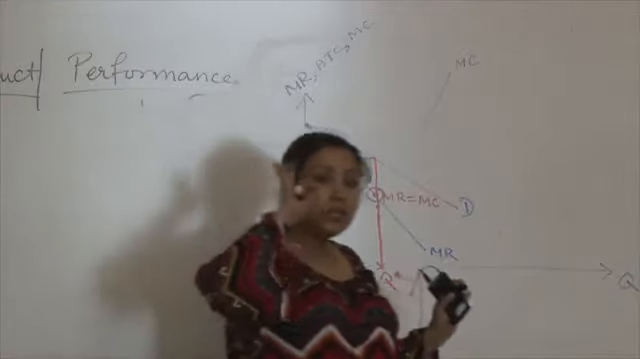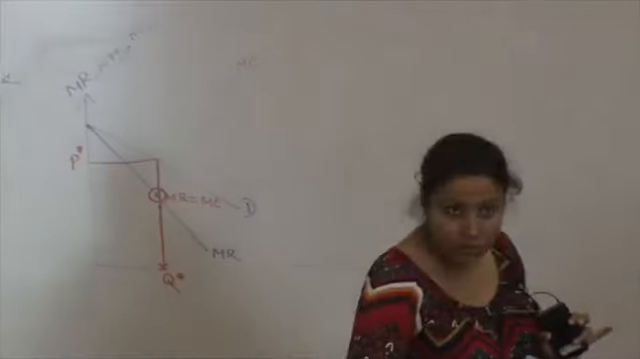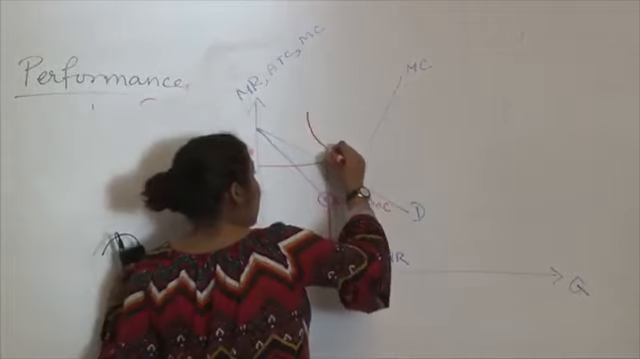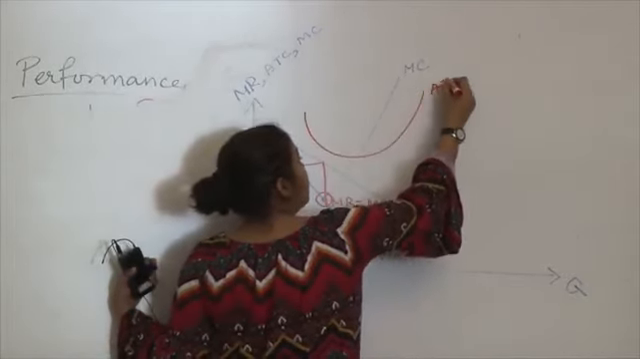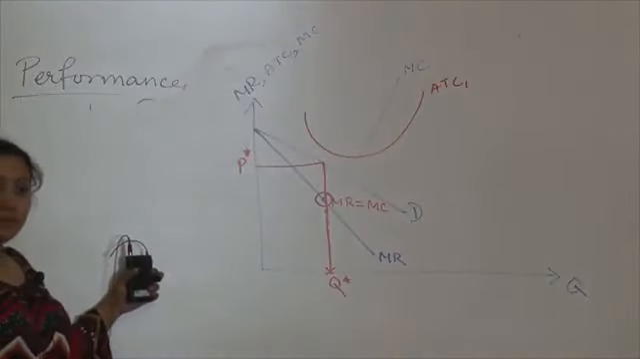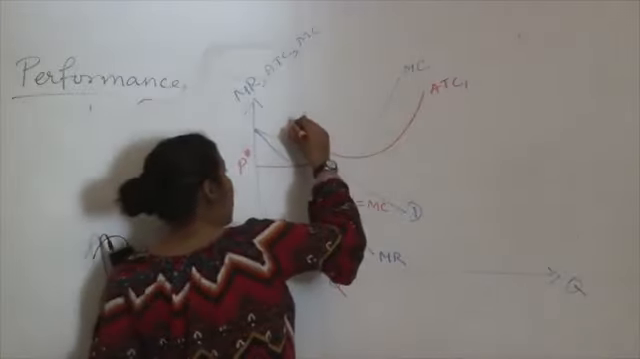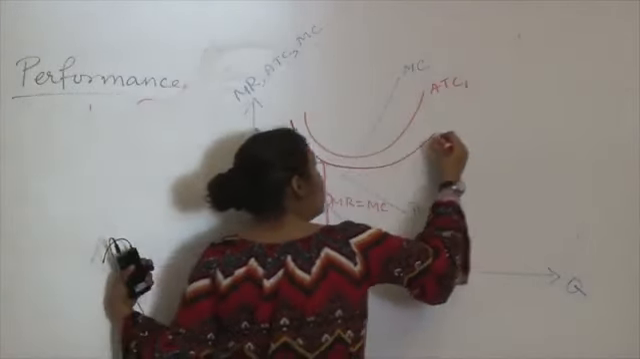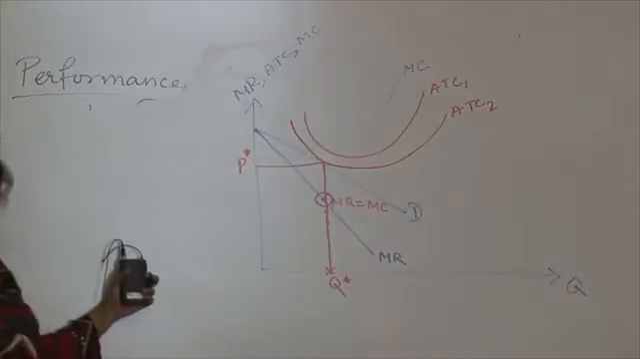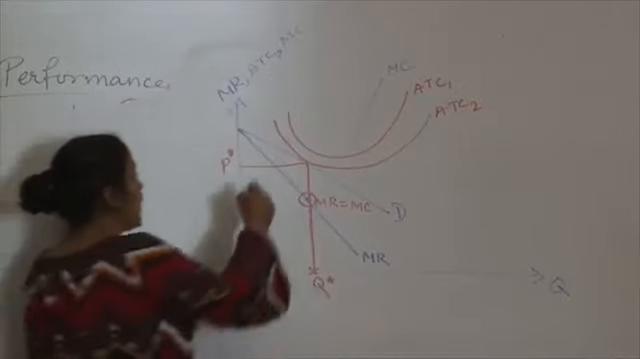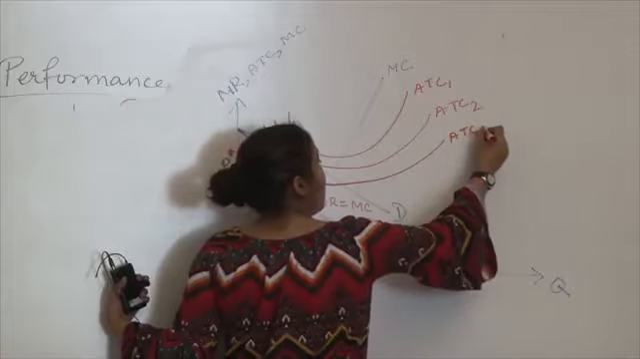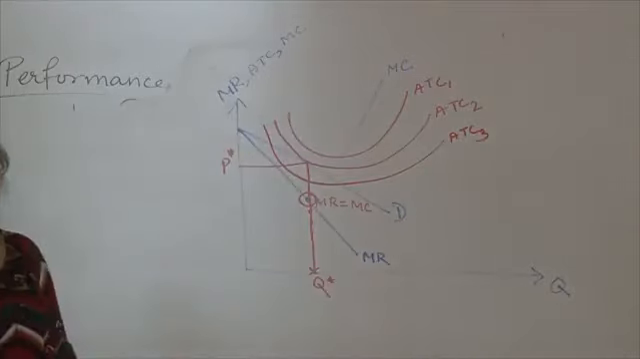Once again, there can be three possibilities for a monopolist. Just like perfect competition, the ATC curve can lie above the demand curve. It can look like this. So, it can be in a situation like that. It can be like ATC2, where it is exactly touching the demand curve at that point. Or it can be like ATC3, where it is lying between the demand curve and the marginal revenue curve.